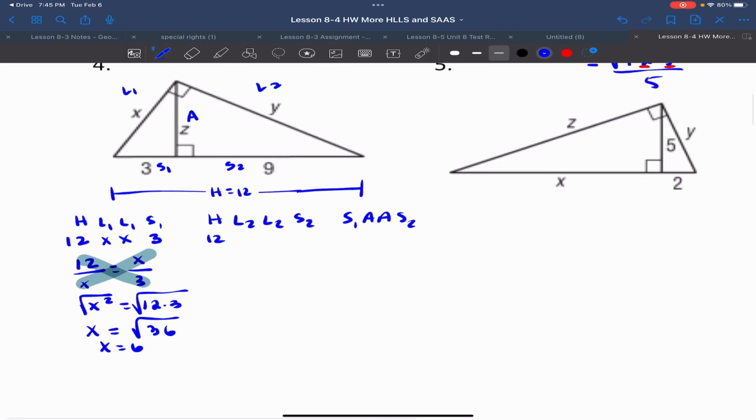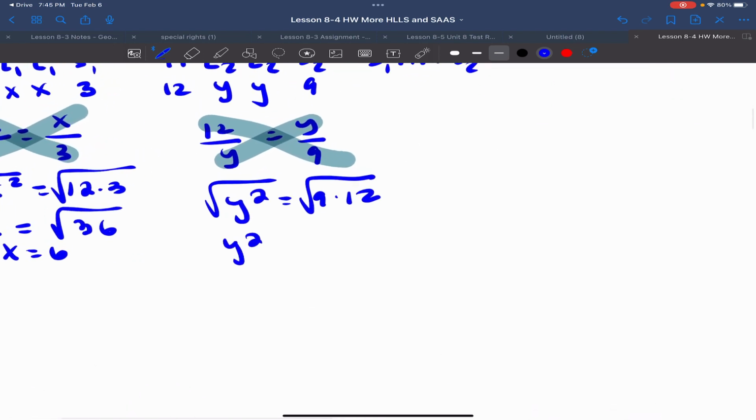Now let's go ahead and figure out this one. Hypotenuse is 12. Leg 2 is y. Segment 2 is 9. Great. 12 over y equals y over 9. Cross multiply here. Y squared equals 9 times 12. Take the square root. And break that 12 down, because I know 9 is a perfect square. So I have 9 times 4 times 3. 4 times 3 is 12. And look at that, I have 2 perfect squares here.